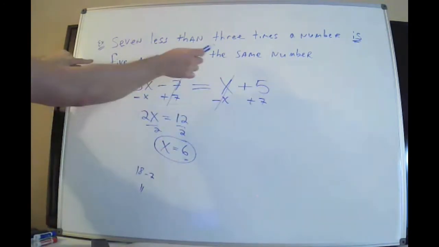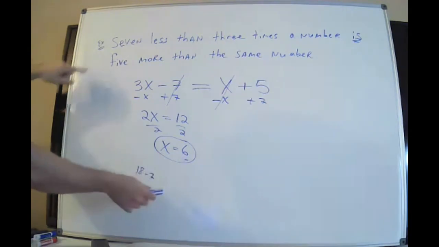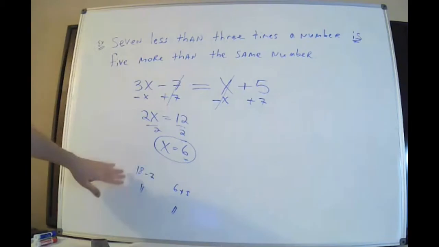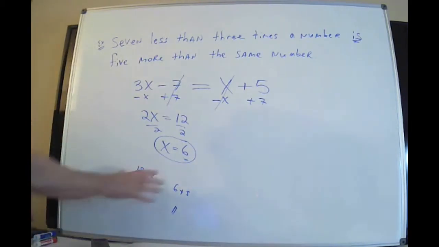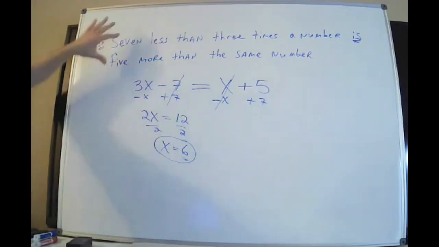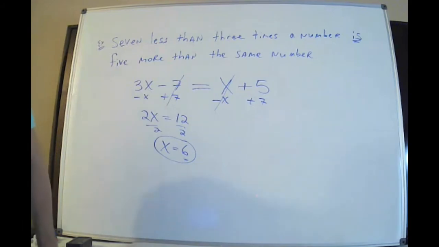Now, 5 more than the same number. The number is 6. And I want 5 more than that. 6 plus 5 is 11. Yay, right? You could check, using the words, if it makes sense and if it works. You don't have to do this. I'm just showing you that it works, okay? So this is the third example of translate and solve. Just be careful when you do them. They're not super difficult, but they can be very, very tricky.